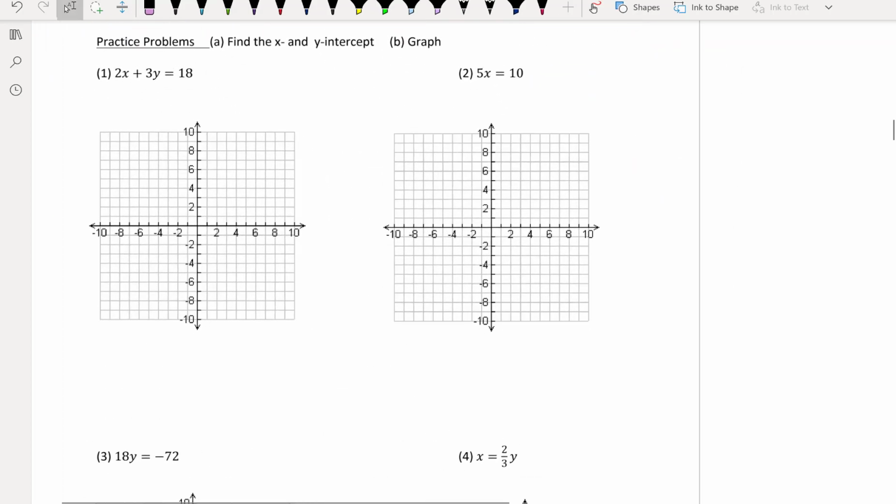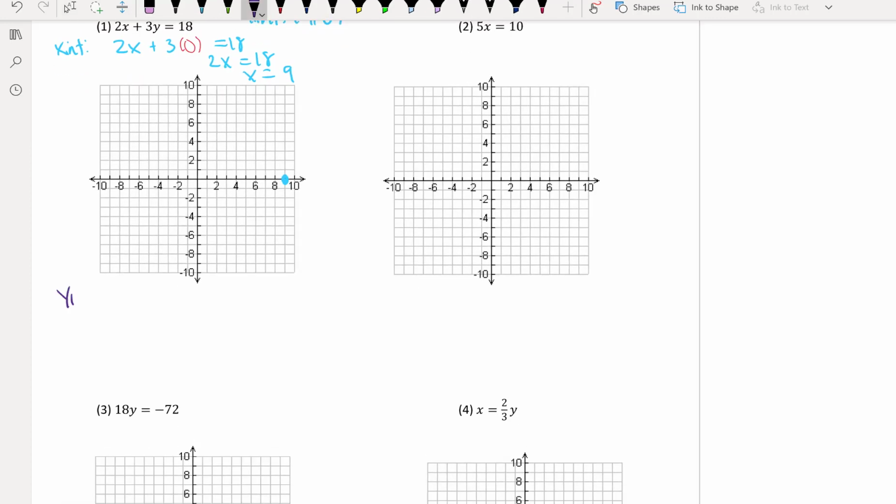Now, this is just slightly different. Now they want you to find the x- and y-intercept and then graph it by using the x- and y-intercept. So let's first go with the x-intercept. You know that you're going to plug in 0 for y. So basically the y value goes away. So you have 2x plus 3 times 0 is equal to 18. So 2x is equal to 18. So x is going to equal 18 divided by 2, which is 9. So now I can say that the x-intercept is going to be 9, 0. So 9, 0 is here.